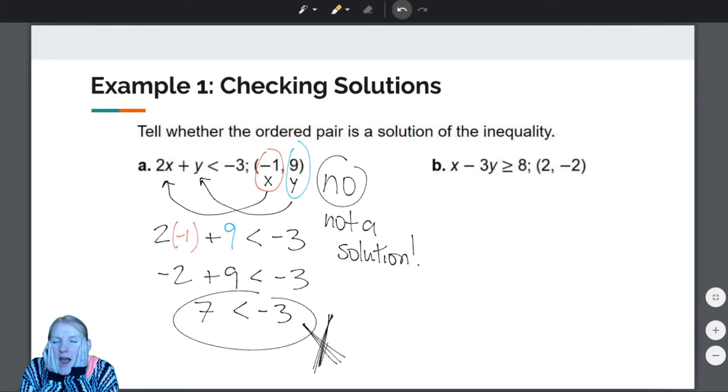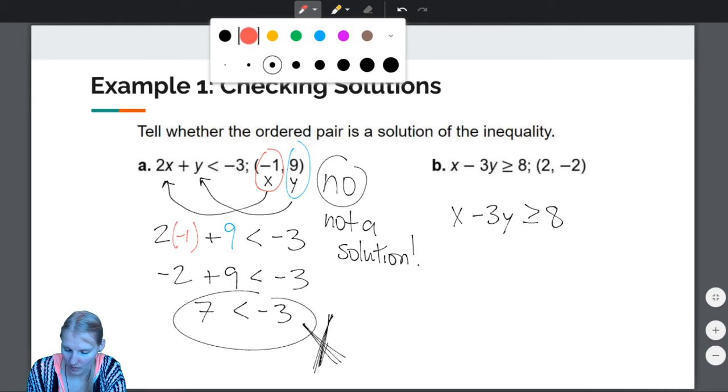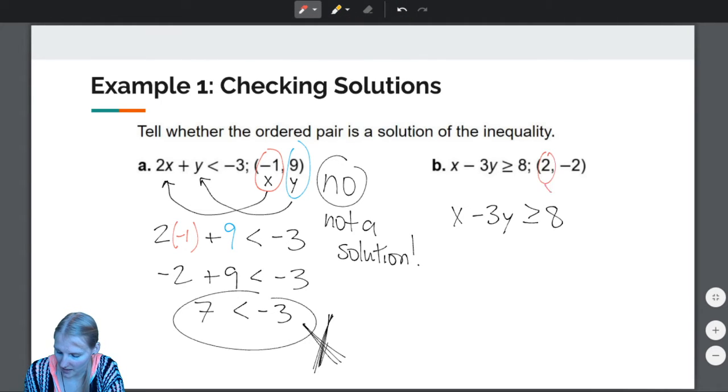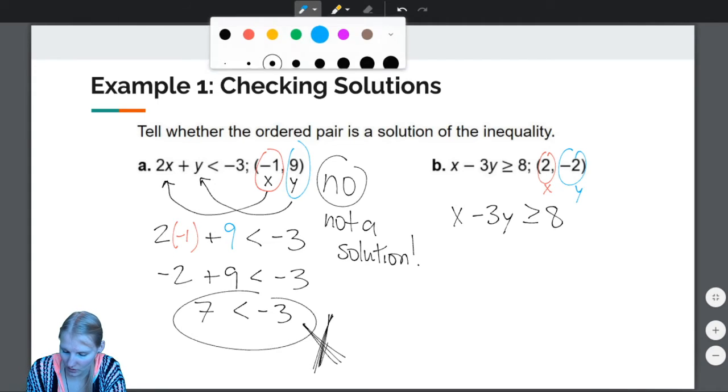Okay, now let's look at part B. And I'd encourage you to pause the video and try part B on your own. See if you can do part B on your own. And then we'll do it together. So we have x minus 3y is greater than or equal to 8. We're going to color code. X is 2 and y is negative 2.